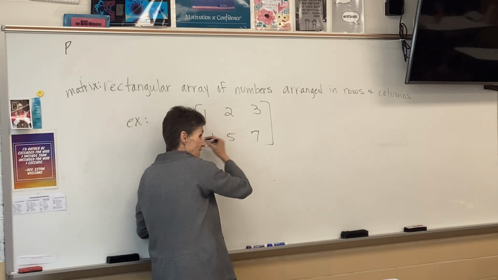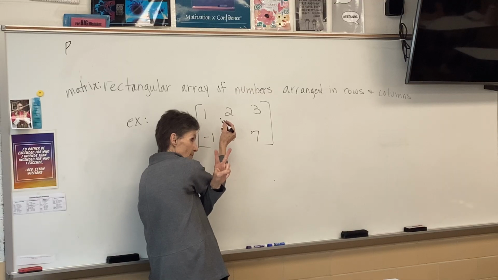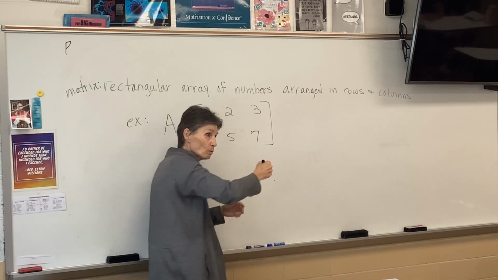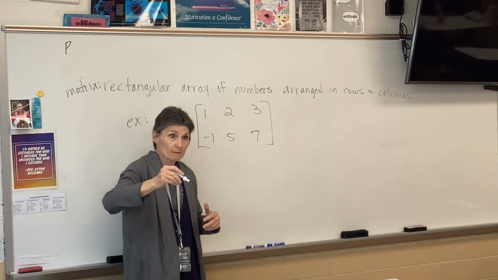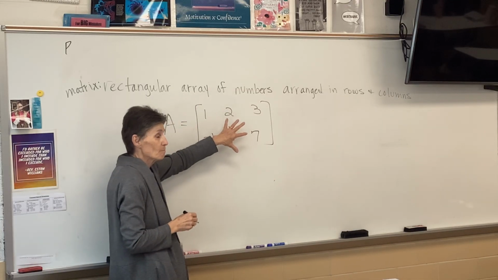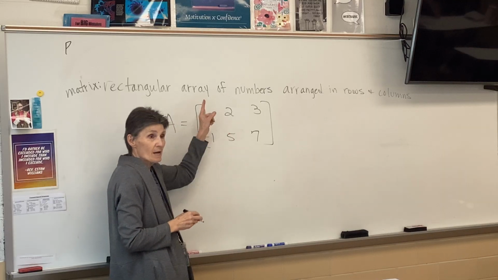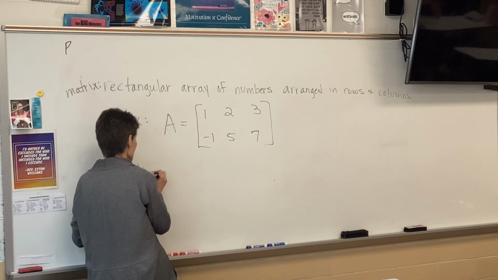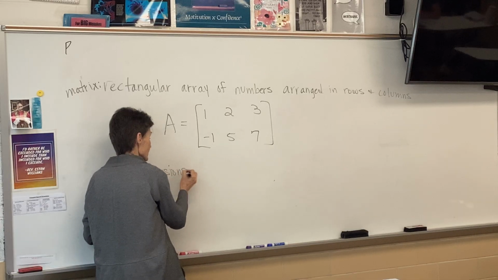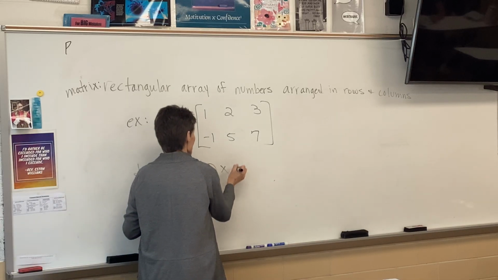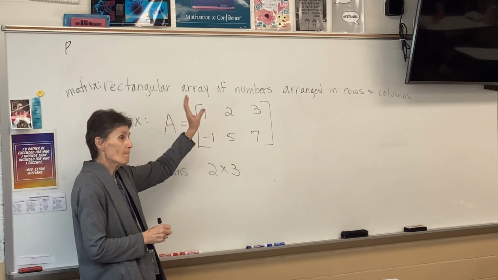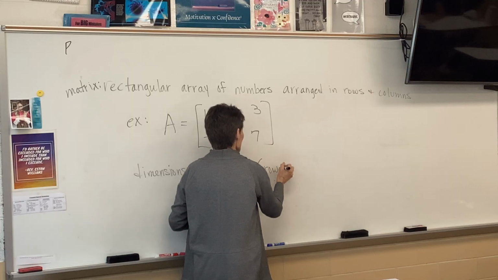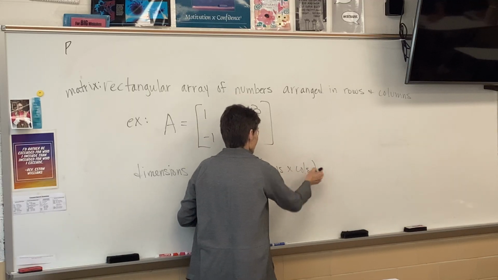So this matrix has 2 rows. These are the columns, like the columns of the White House. So this matrix has 2 rows and 3 columns. Therefore, its dimensions, sometimes called its order, are 2 by 3, rows by columns. So the dimensions of a matrix are rows by columns.